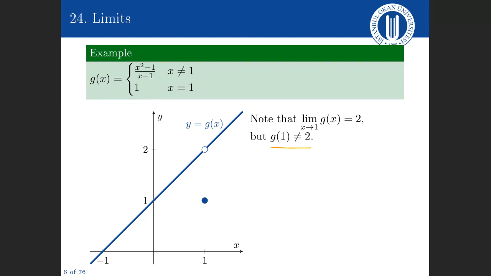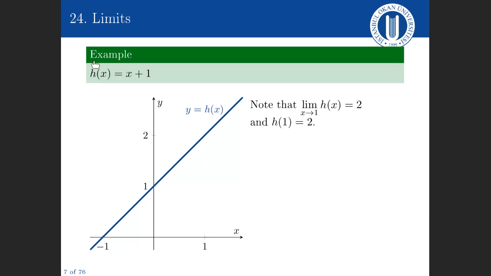Let's look at a third function. Now the function h. h is just equal to x plus 1. How does h behave when x is close to 1? We can see that if x is close to 1, but not equal to 1, h of x is close to 2. So we can write that the limit as x tends to 1 of h of x is equal to 2. And for this example, h of 1 is also equal to 2. The limit of h of x as x tends to 1 is equal to h of 1.